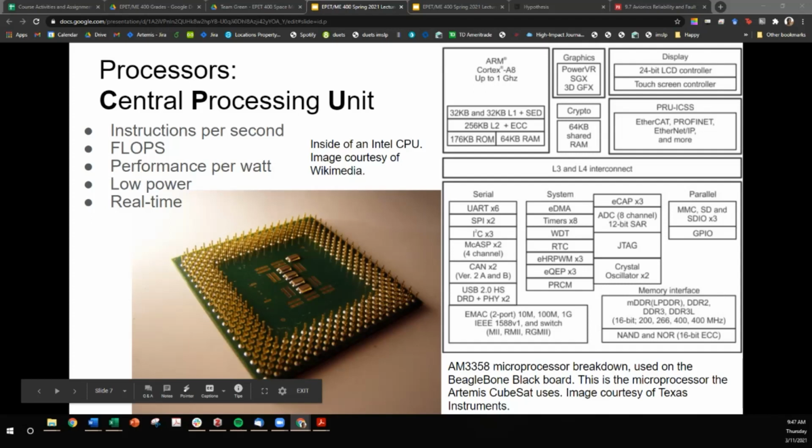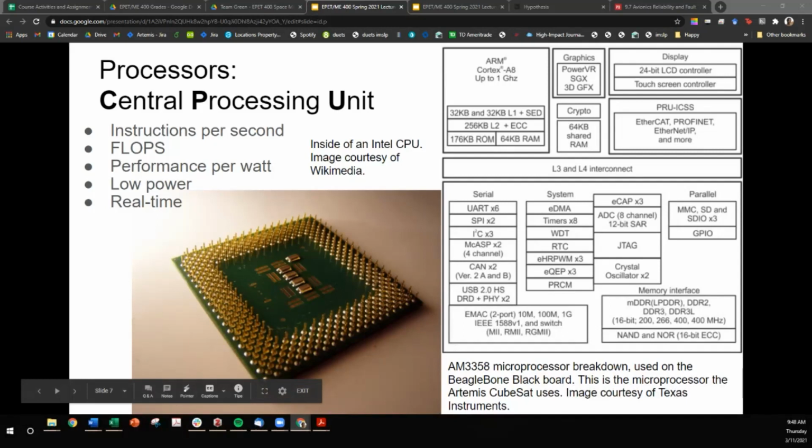So in a system diagram form, you can see on the upper left, we have some ARM Cortex processor. And you'll see some of those characteristics like clock speed up to 1 gigahertz up here. And then here it is, here's the processor in the context of all the different components.